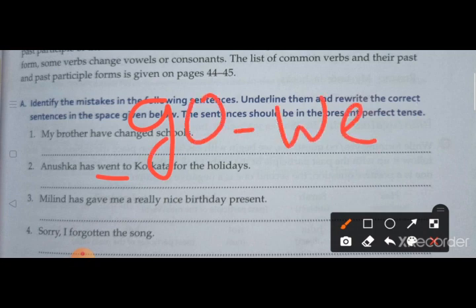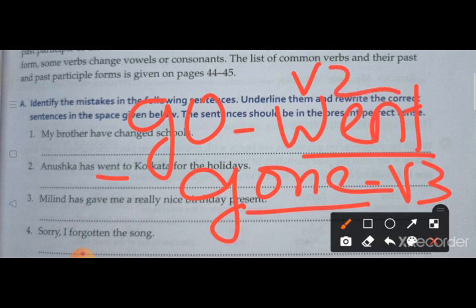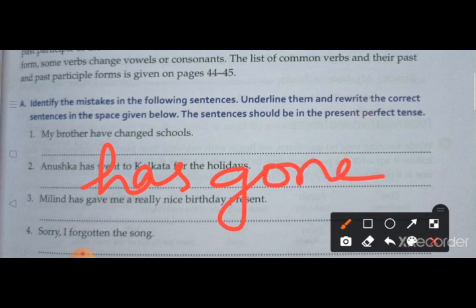Go, went, gone. ठीक है. So यहाँ पे हम क्या use करेंगे? Gone use करेंगे क्योंकि वो हमारा V3 है और went क्या है? हमारा past tense है, V2. So when we are making a perfect tense, right, we have to use V3, that means the past participle. So यहाँ पे हम answer लिखेंगे Anushka has gone to Kolkata for the holidays.